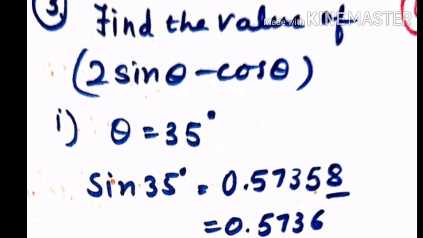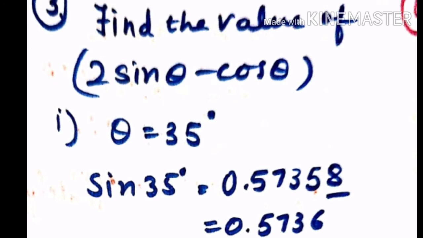Question number 3. Using tables, find the value of 2 sin theta minus cos theta as a decimal. It is written in the first part when theta is equal to 35 degree. Theta means the angle, and the angle is given as 35 degree. So we will find this value accordingly. First I need sin 35. Wherever theta is written, I will put 35 degree. So you have to check your sin 35 value from your natural sine table.